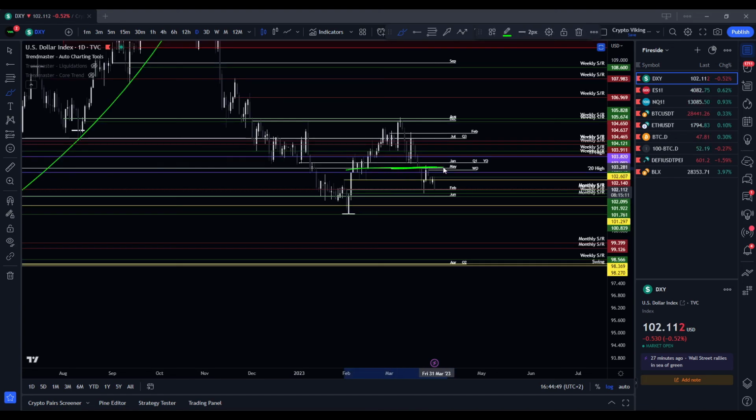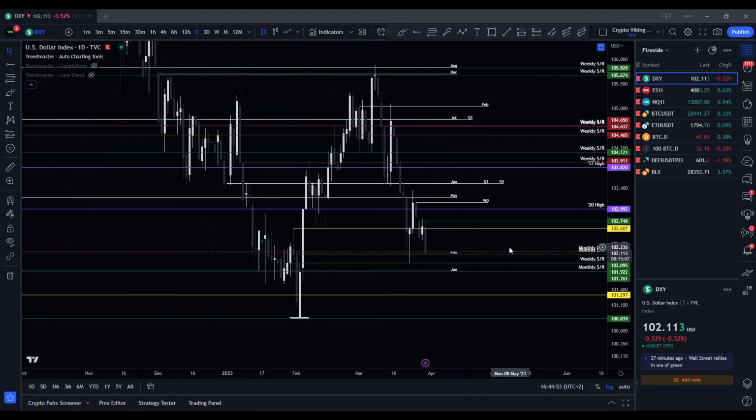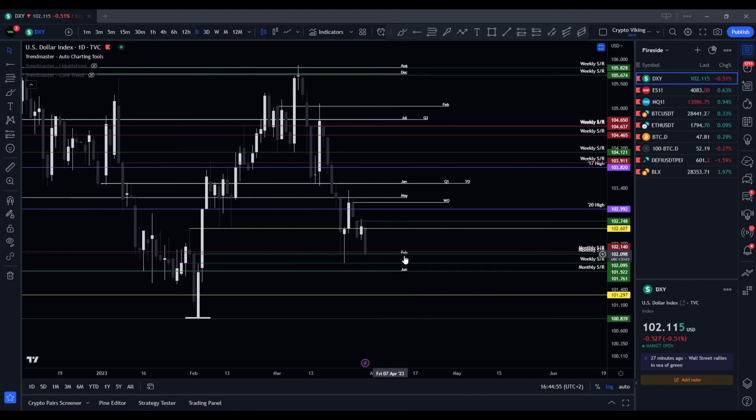There's some major failures from like the weekly open. And you could translate that lower, right? What happens if we fail 102.1? These are monthly support and resistance levels, the February open. What happens if we start failing under this? Well, you should see upside pressure in the markets. It's that simple.